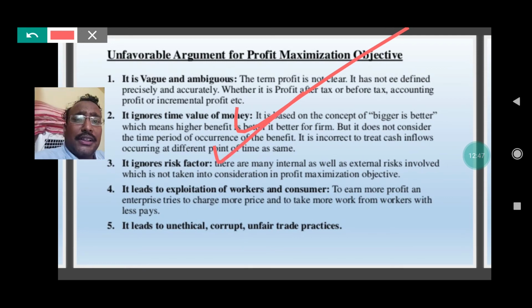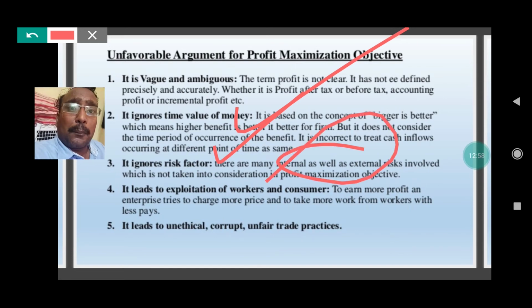Third one, it definitely ignores the risk factor, because many internal as well as external risks are involved in increasing the profit maximization. Now how is it possible? Profit is the only intention, but at the same time you should not consider the risk factor. Political factor may come, technological factor may come, competitors may come. So only your intention is to increase the profit, but you can't understand the behavior of a market, you can't understand the behavior of an economy.